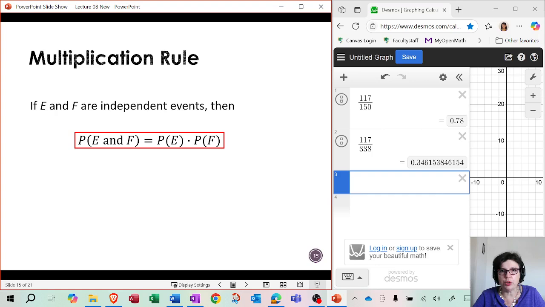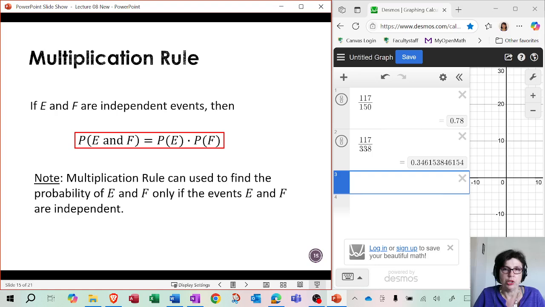It is equivalent to the definition of independent events. So how do we check if two events are independent? By using this rule. If two events are independent, then the probability that they happen together, E and F at the same time, and remember, the "and" in probability means both at the same time, is the probability of E multiplied by the probability of F. This is the rule that belongs on your note card.